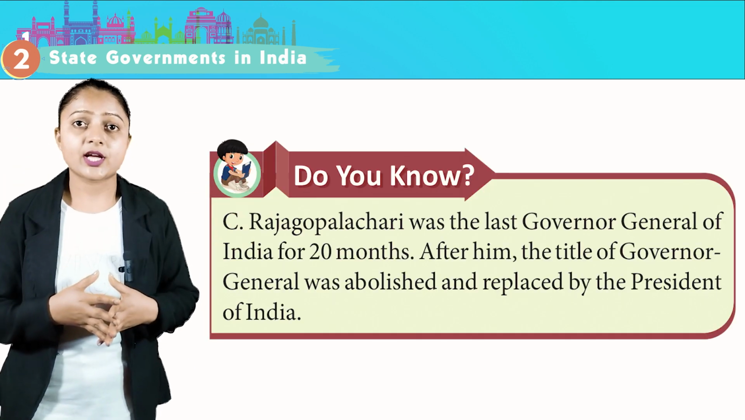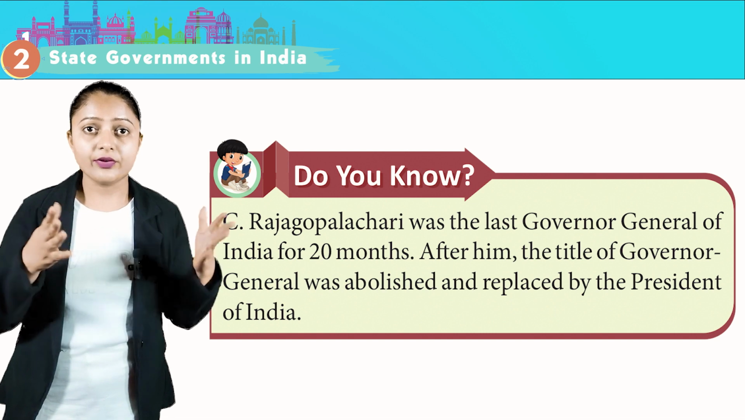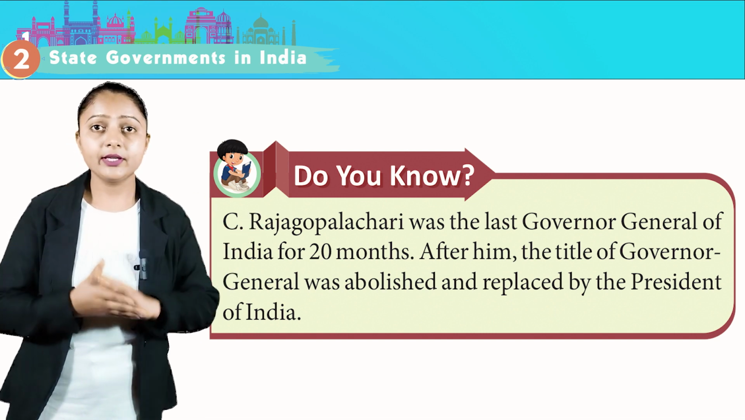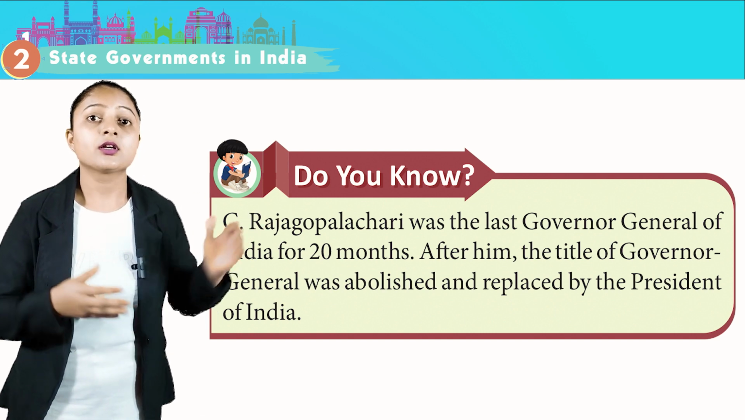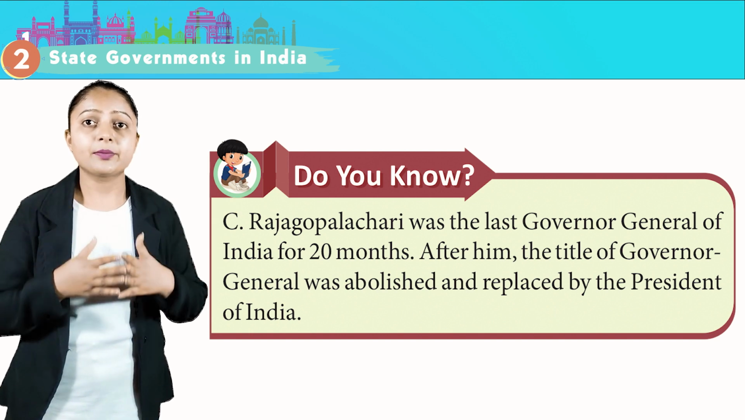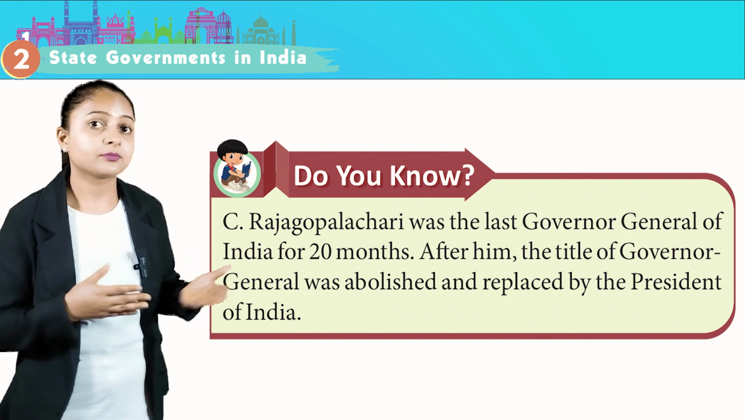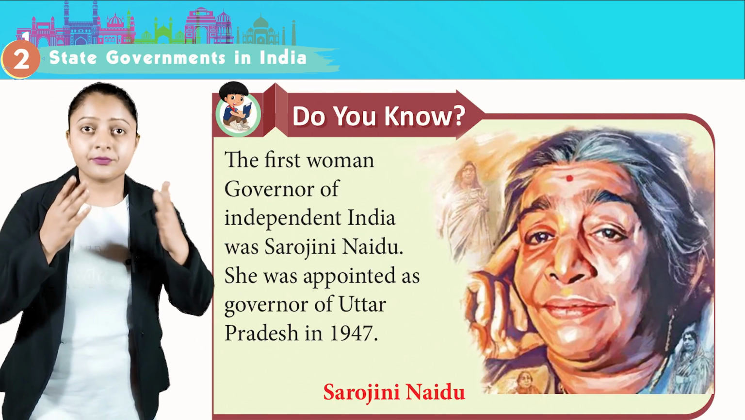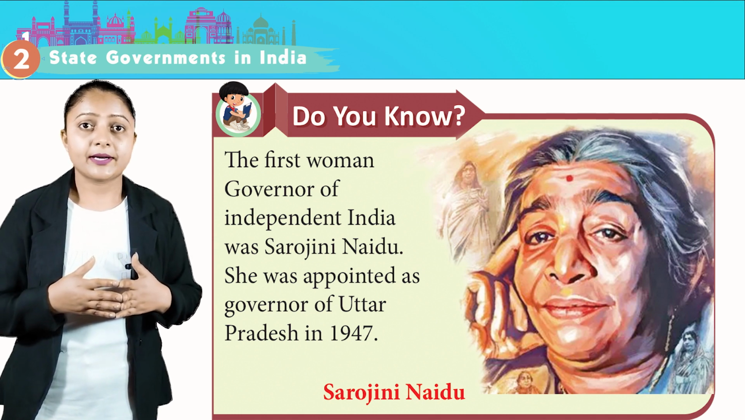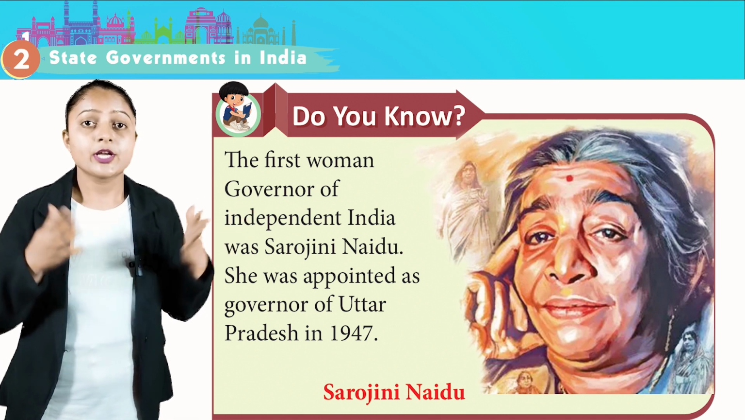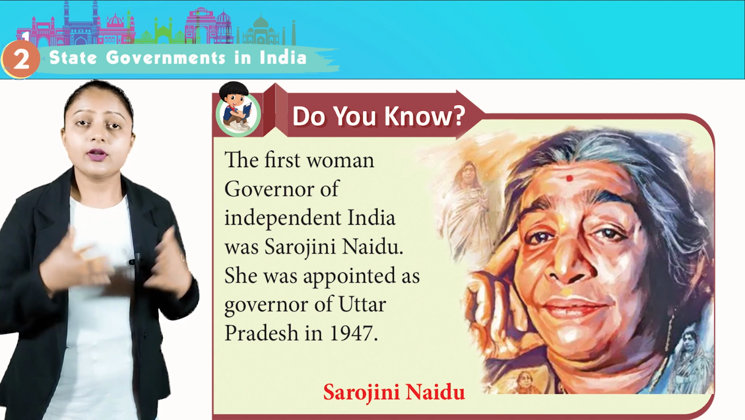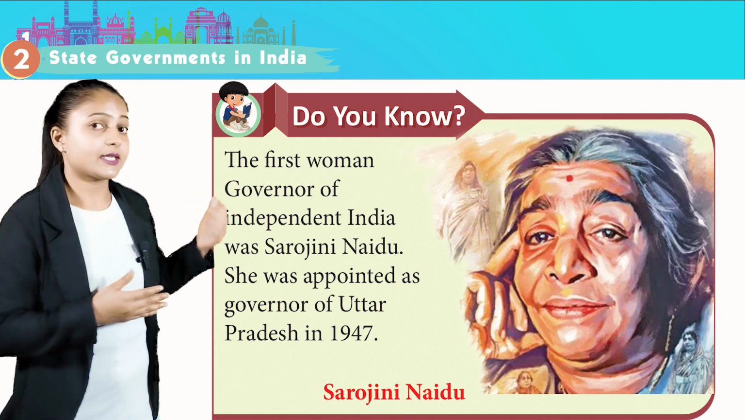C. Rajgopalachari was the last Governor General of India for 20 months. After him, the title of Governor General was abolished and replaced by the President of India. Do you know? The first woman Governor of independent India was Sarojini Naidu. She was appointed as Governor of Uttar Pradesh in 1947.